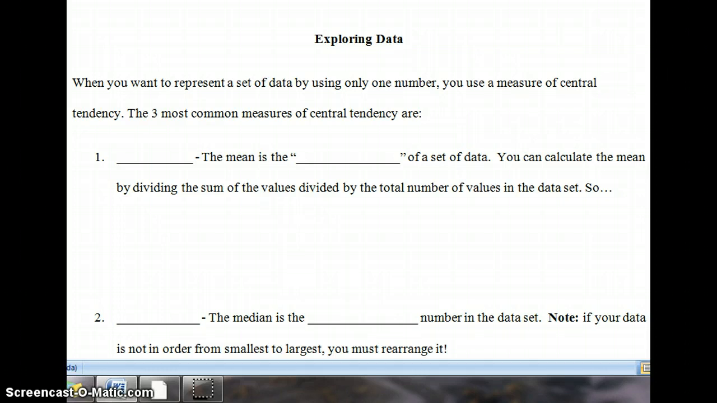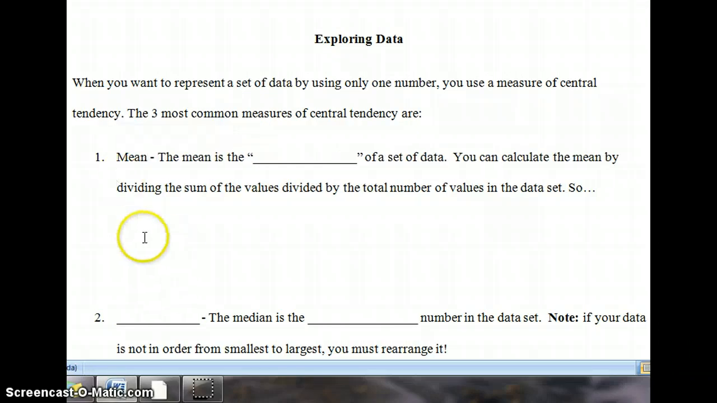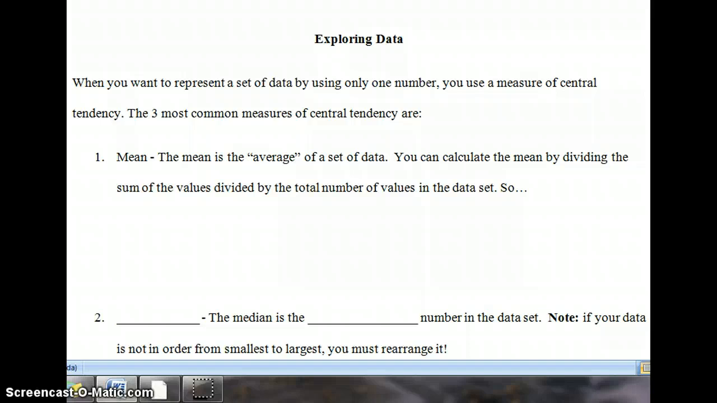Alright, so when you want to represent a set of data by using only one number, you use a measure of central tendency. We have three of the most common central tendencies. Our first one is the mean. So that is our first blank. The mean is the average of a set of data. You can calculate the mean by dividing the sum of the values by the total number of values in that data set. So we have a nice little equation that we can make.